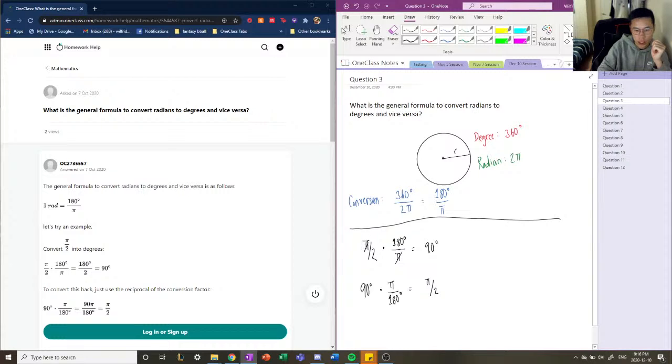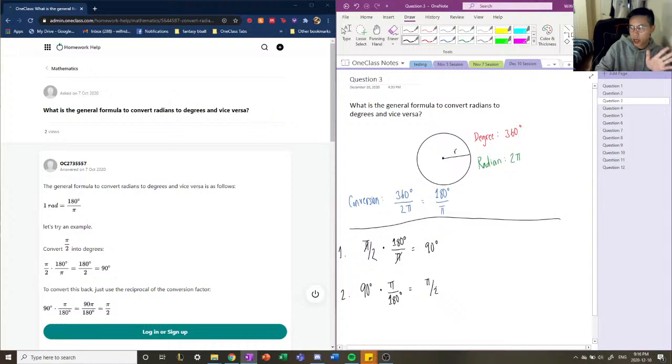You want to cancel out the units, and you'll know you have the right answer if your final answer contains the units that you're looking for. In this first case, we wanted to get degrees from radians, so we used the conversion factor properly and got our end unit of degrees. In the second one, we wanted to convert to radians, so we canceled out degrees and ended up with radians. So always make sure you have the correct units at the end.